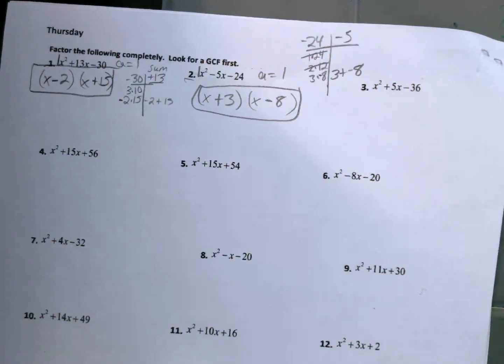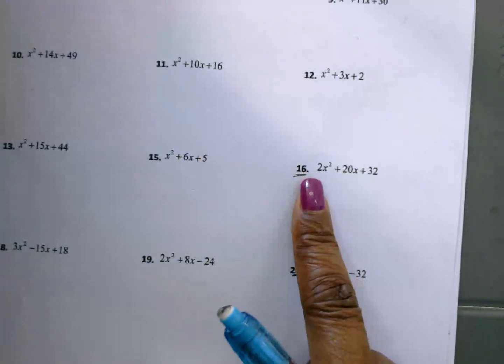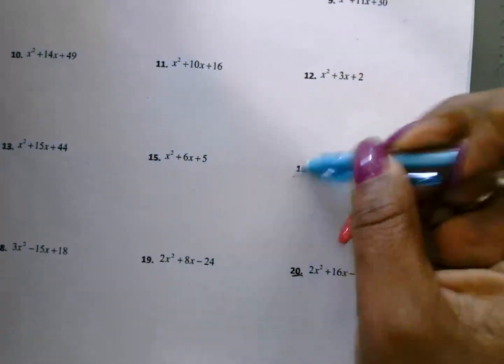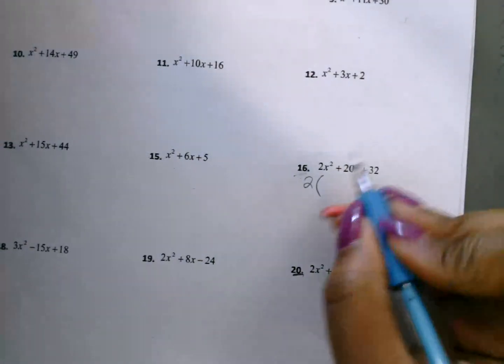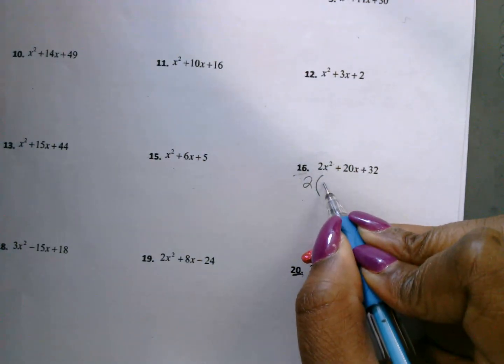Okay. So now I'm going to go down and do ones like number 16. Is there a GCF for all of those numbers? Think about it. GCF for all three numbers, greatest common factor. 2. So let's take out a 2. When you take out a 2, what do you have left here? What times 2 will give you 2x squared?